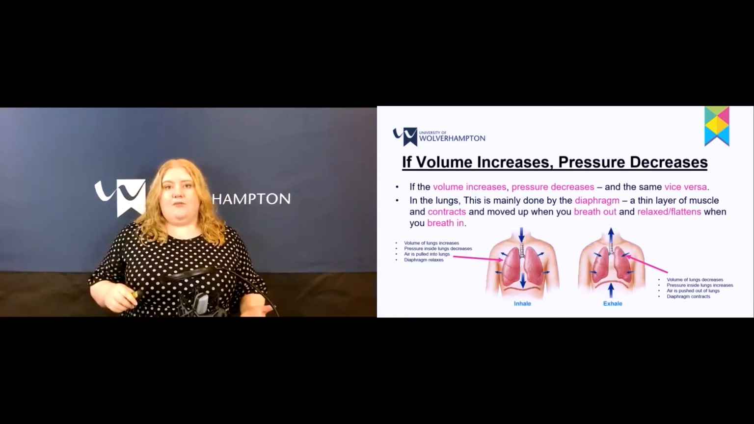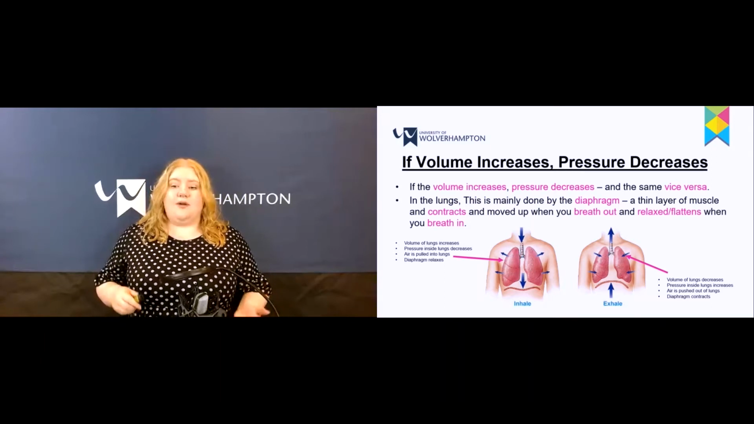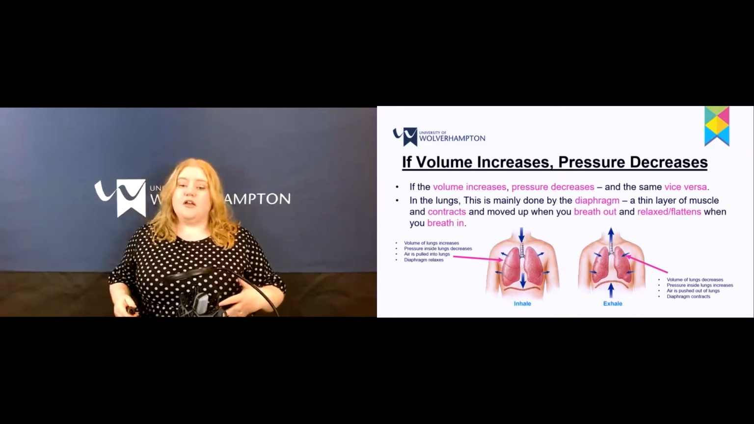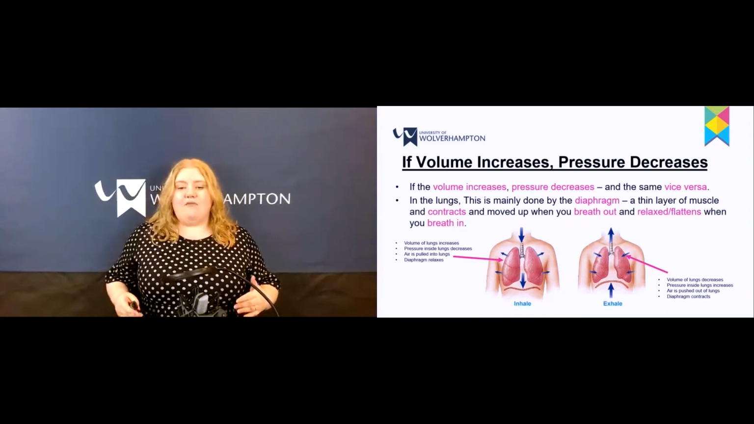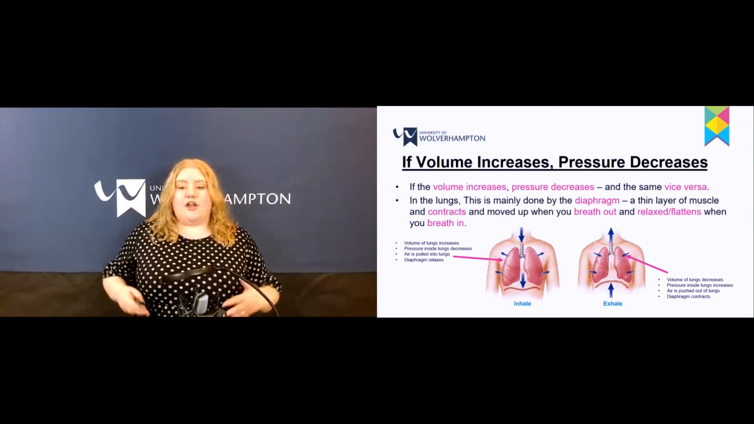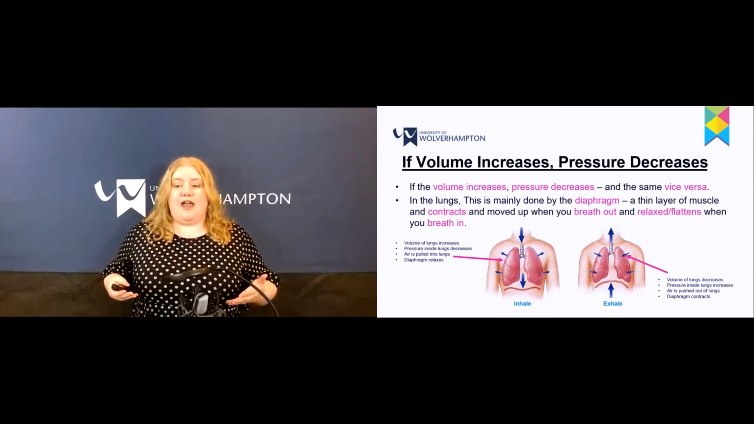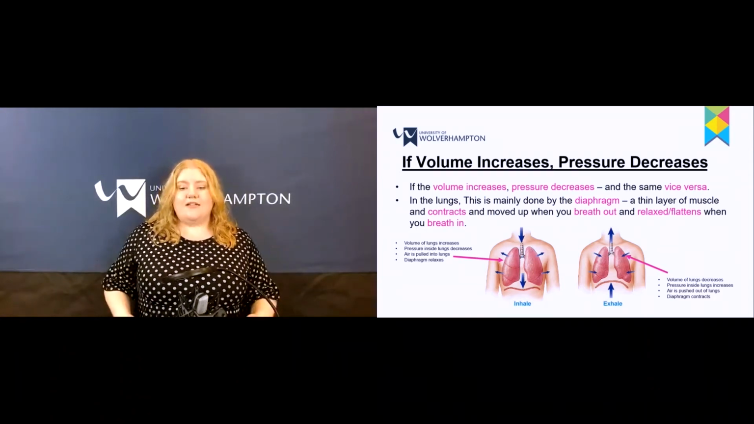So if the volume inside a vessel increases, the pressure decreases, and vice versa. So inside lungs, this is mainly done by the diaphragm, which is a thin layer of muscle underneath your lungs that contracts and moves up when you breathe out, and flattens and relaxes when you breathe in.